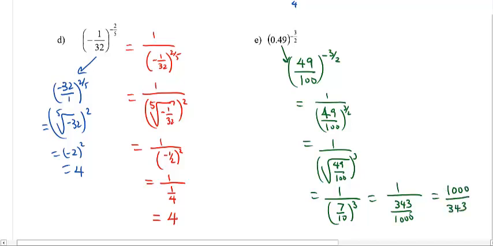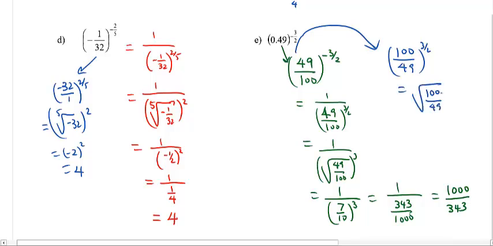Or, for those of you who like to flip it first, how about 100 over 49 to the power of 3 halves? Take the square root of 100 over 49, then raise it to the power of 3, 10 over 7 to the power of 3. You betcha, same answer. And there you have it. You're now a pro with negative exponents.